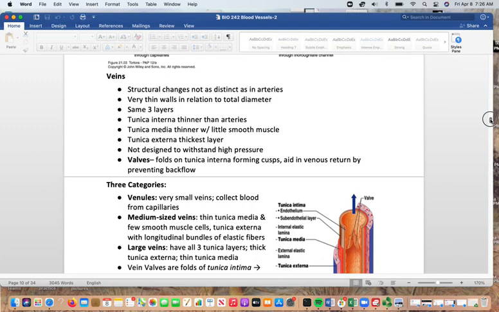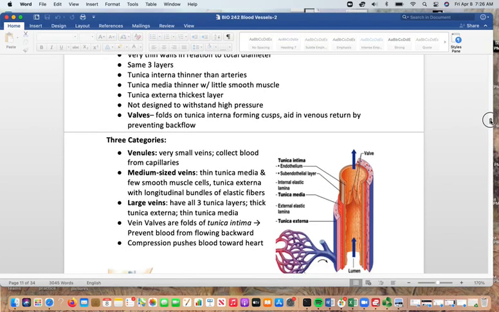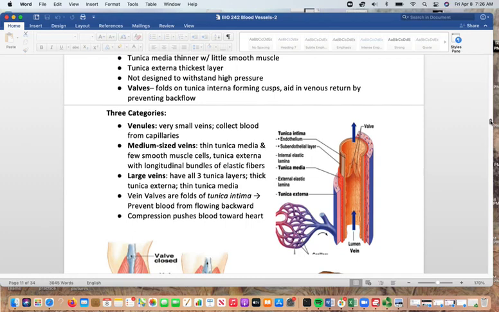So as you go through the different types of veins, the structural changes are not as distinct as they are in the arteries. They do have relatively thin walls in relation to the total diameter. They do have the same 3 layers though. So the tunica interna is thinner than it is in arteries. The tunica media is thinner and has less smooth muscle than it does in arteries. And the tunica externa is the thickest layer. So veins are not designed to withstand high pressure. So when there is pressure on them, it tends to damage them.